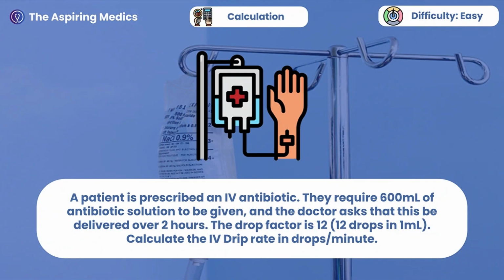A patient is prescribed an IV antibiotic. They require 600 millilitres of antibiotic solution to be given, and the doctor asks this to be delivered over 2 hours. The drop factor is 12 drops in 1 milliliter. Calculate the IV drip rate in drops per minute.